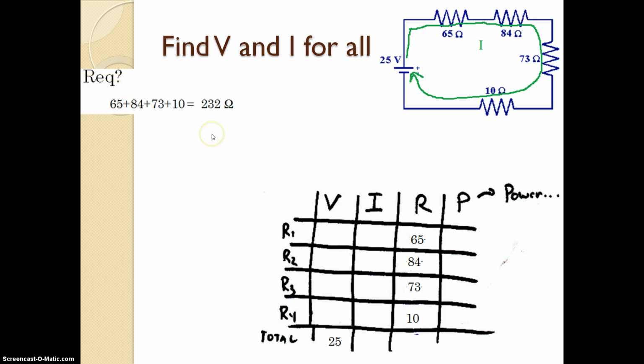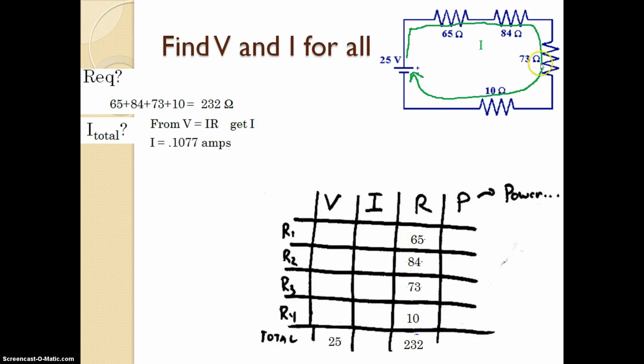The first thing I know with a series circuit is to find the total resistance by adding them all up. I get 232, so I put it down here in my table. The next thing I want to do, because I have two things in the total and only one thing unknown, ignoring power, even though I could find power from V squared over R or V times I or I squared R, is find the total current. Using the total values, V equals IR, I get the total amps to be 1.077.